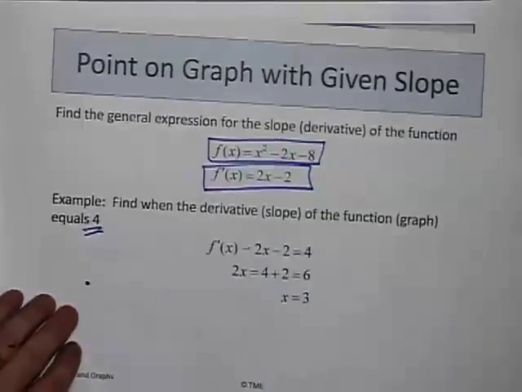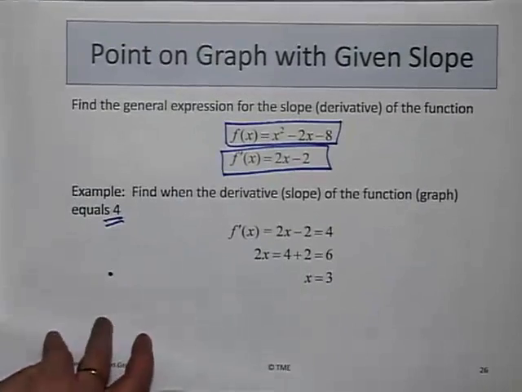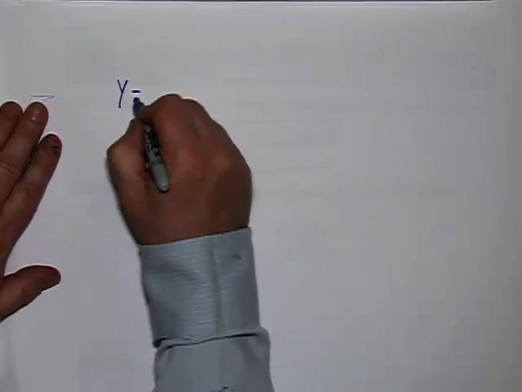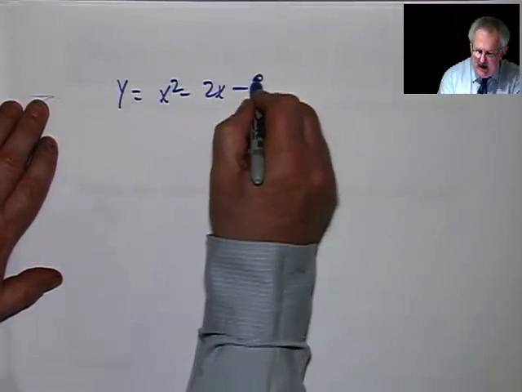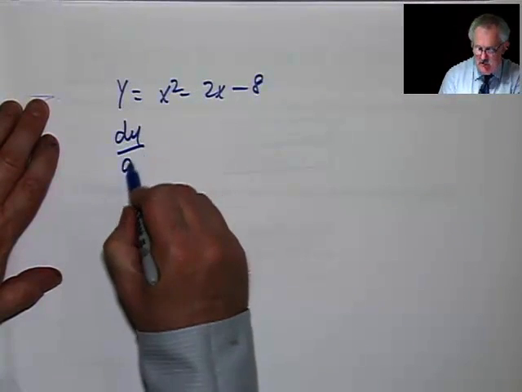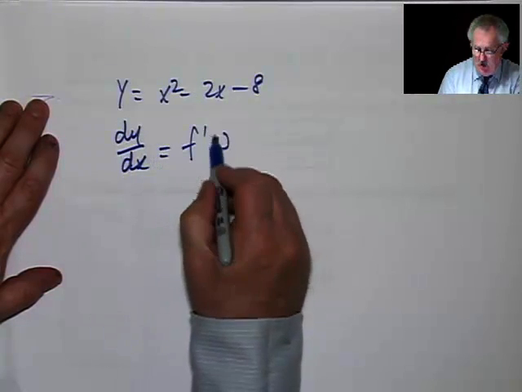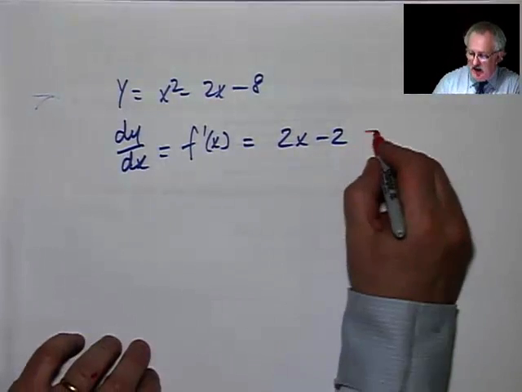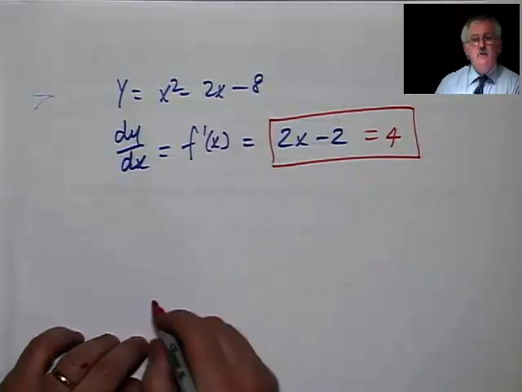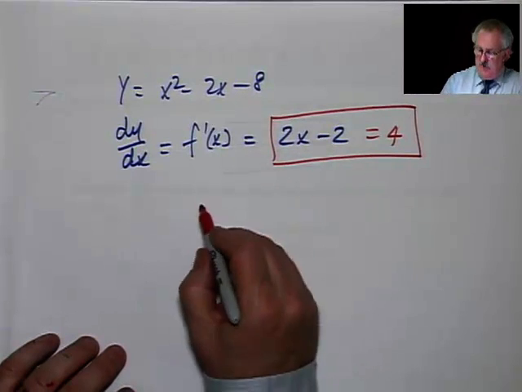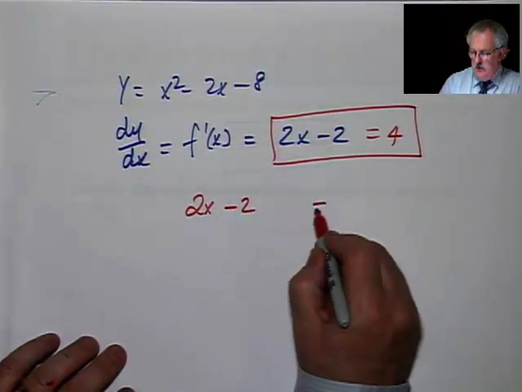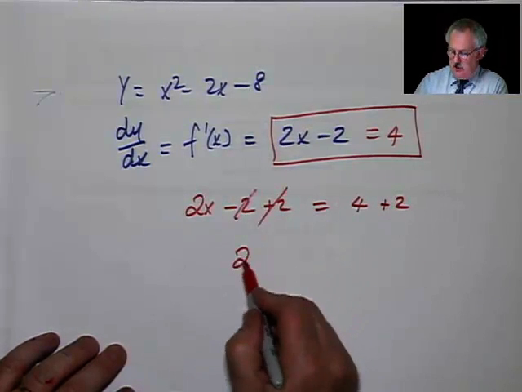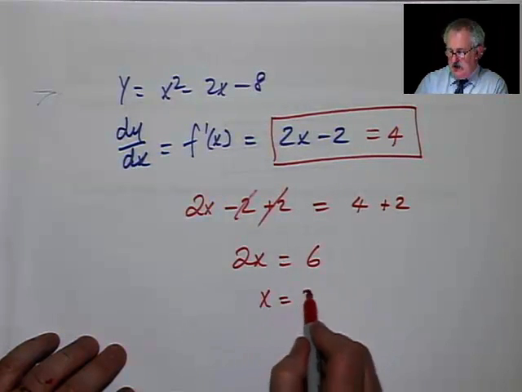Well, we know that at every single possible time, we have a function that says y is equal to x squared minus 2x minus 8, but the dy/dx, or f dash x if we want to call it that, is 2x minus 2. And they're saying, when is that equal to 4? So when is 2x minus 2 equal to 4? When 2x minus 2 plus 2 is that. When 2x is equal to 6, when x is equal to 3.